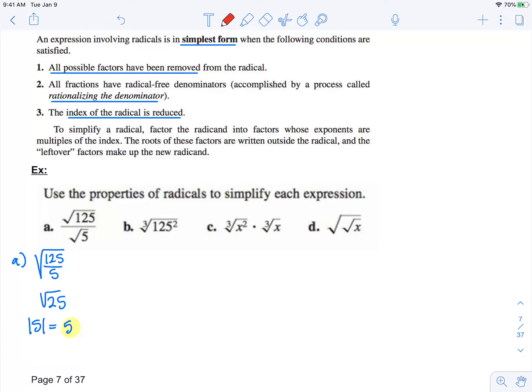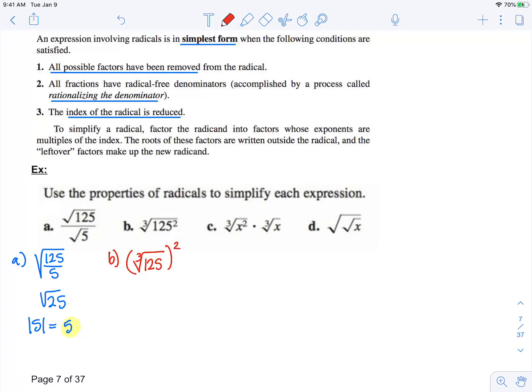In part B, we have the cube root of 125 squared. Well, I know properties of radicals tells me I can rewrite this as the cube root of 125 and then square it. I don't have to do it in the exact order that's written. And it's usually easier to do a root first. So I know the cube root of 125 is 5. And if I square that, my answer is 25.